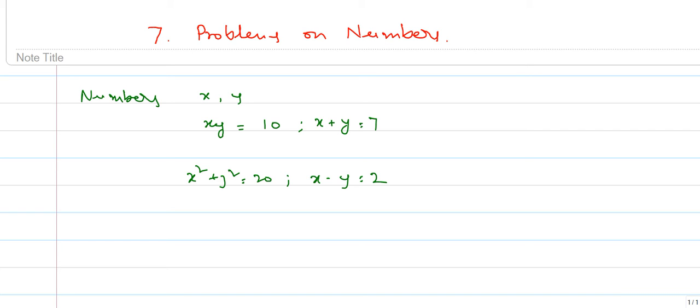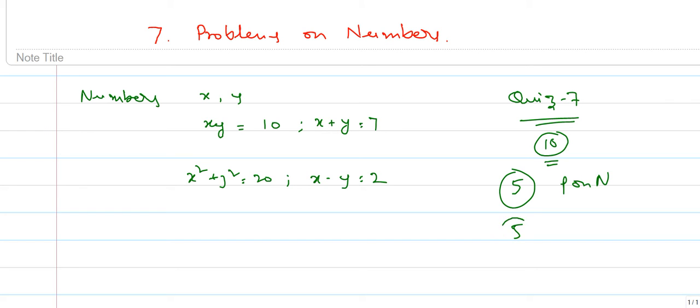For these things we need not explain much, so I would like to keep some part directly as a quiz. I would like to keep quiz 7 as 10 questions. Out of 10, 5 questions are dedicated to problems on numbers, and 5 questions I would like to dedicate to the next topic, that is indices and surds.